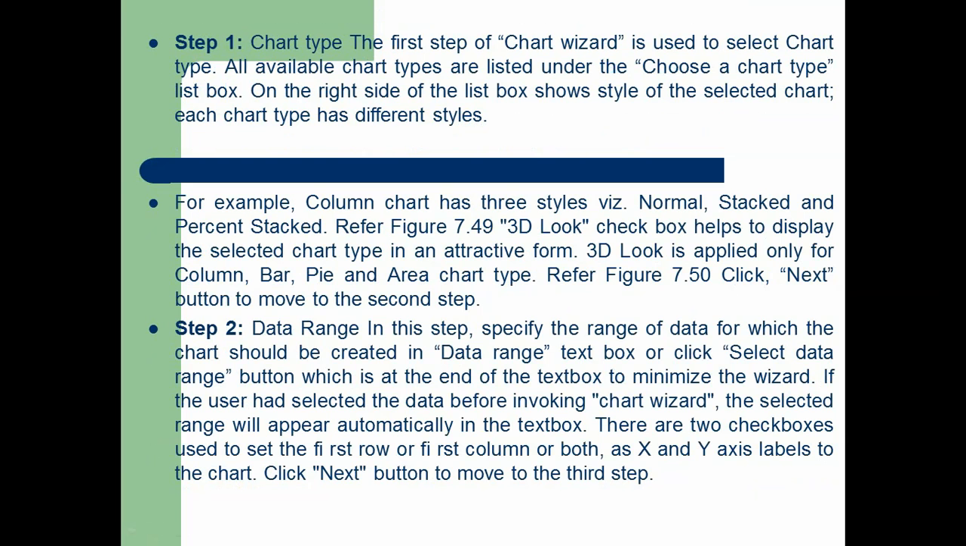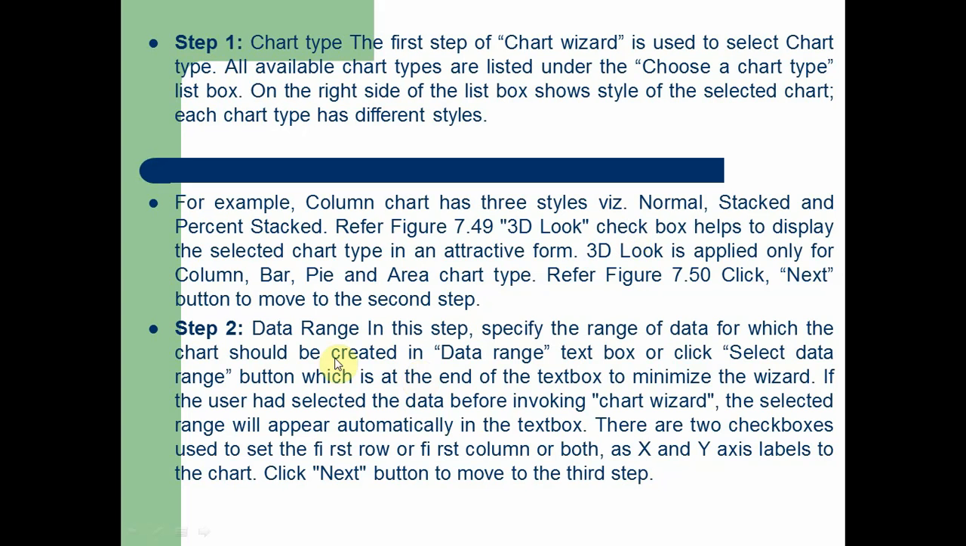First step, chart type. In the chart wizard, chart type shows a list of charts like column chart, pie chart, bar chart. There are different types of charts we can select, and we can also select a 3D look. Whatever chart type we want, we can select here, like column chart, bar chart, pie chart, and area chart, and the 3D look of the chart can be selected in this first step. After selecting the required chart type and look of the chart, press the Next button.